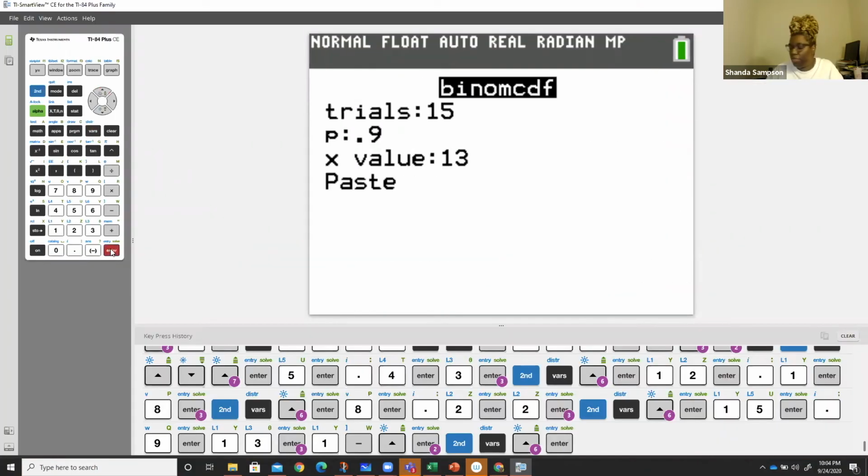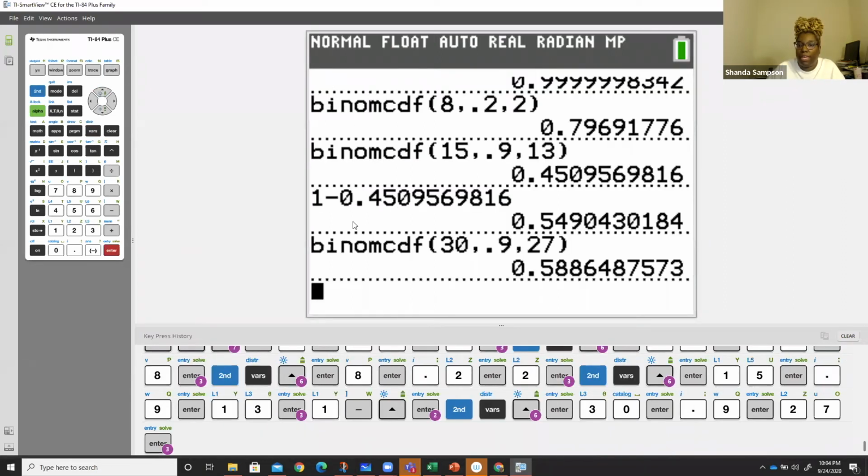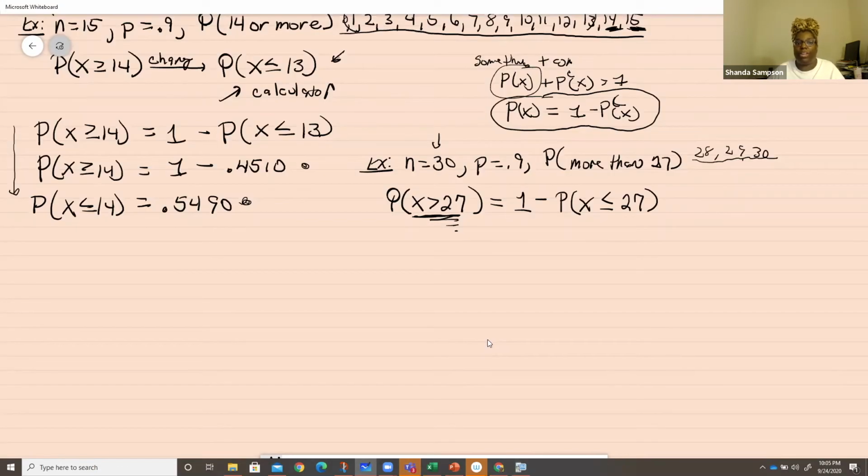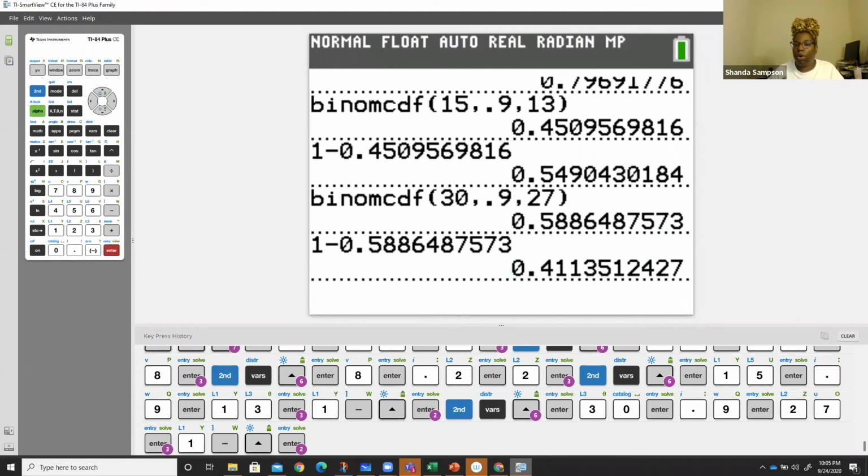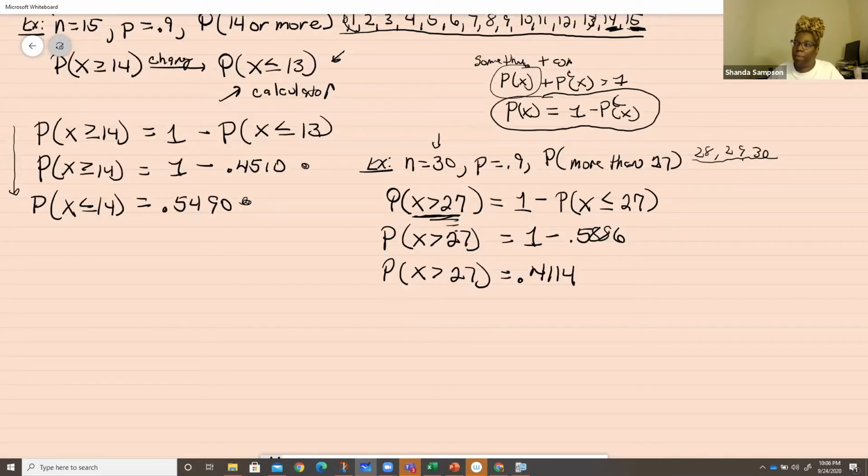Distribution, CDF, 30, 0.9 again, 0.5886. Is that my answer? Again, this is the common mistake where students put down equals 0.5886 and then they get it wrong. No, my ultimate probability of X being greater than 27 is equal to 1 minus 0.5886, which gives me 0.4114. So we'll come back after a matcha break and do some word problems.